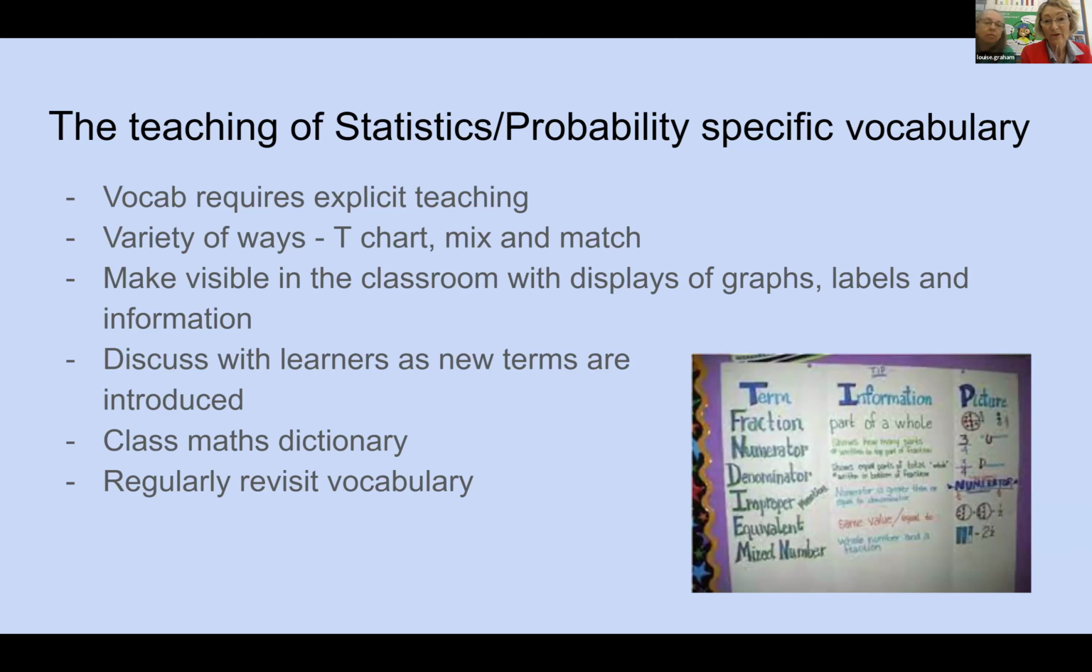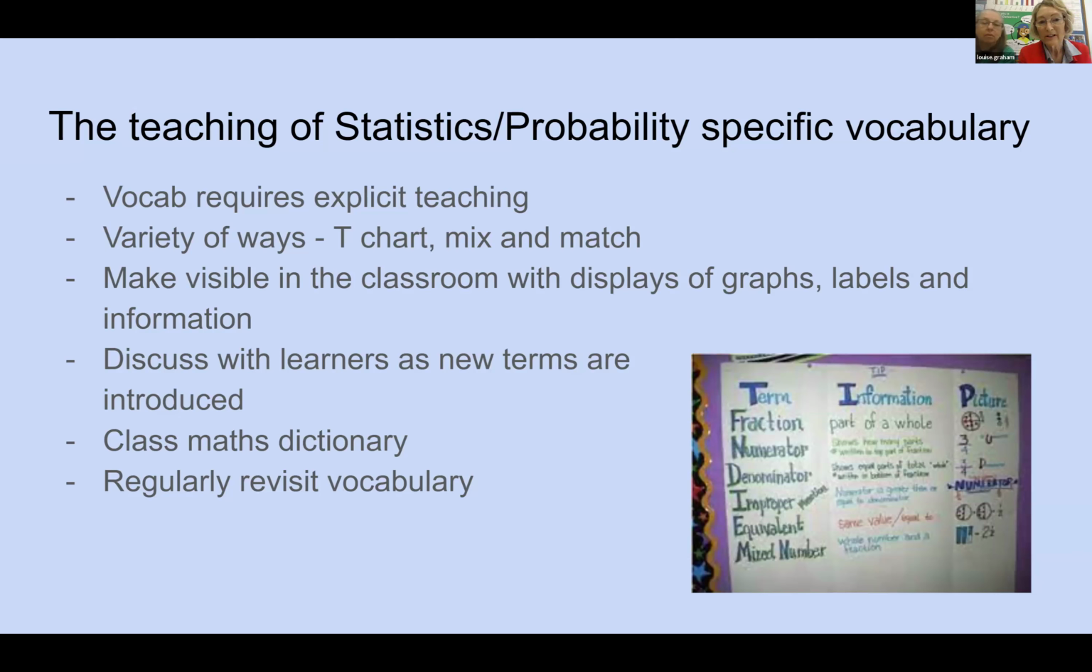There's lots of good ways of teaching vocab. One of the ways I've used is the tip chart, where you introduce a term, you provide information, what does it mean? And then you draw a picture or something that's going to make sense for the learner. And what I found important with this is actually don't introduce lots and lots of terms all at the same time. So you might have a lesson and you might introduce maybe 3 or 4 terms at the most, and really delve into what they mean.